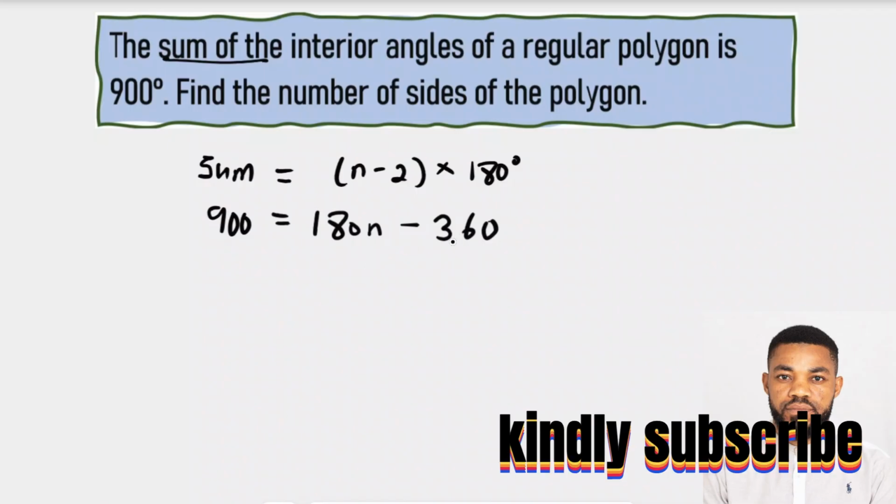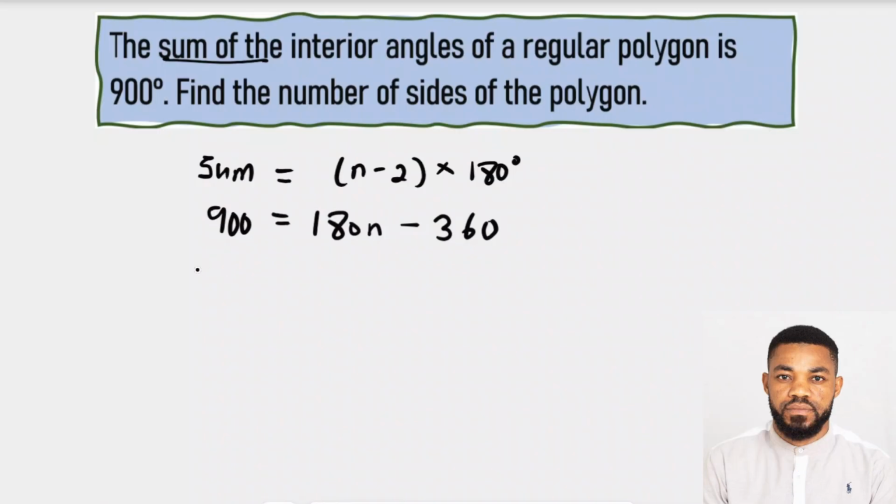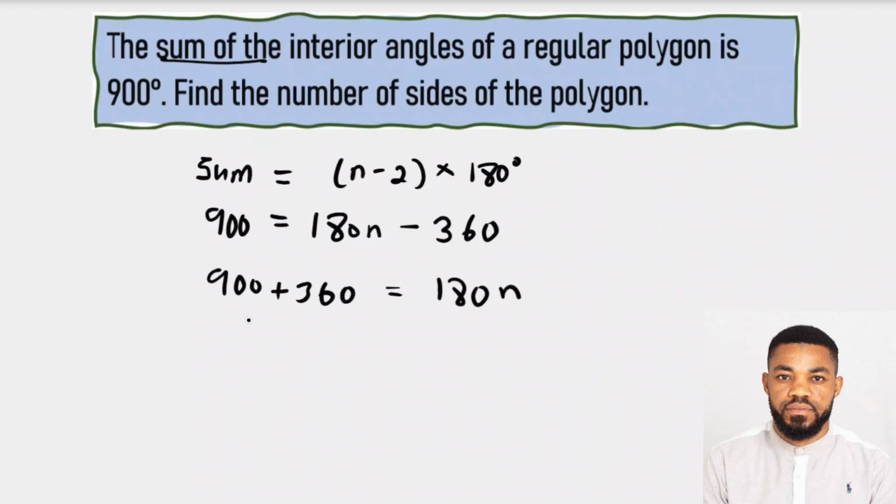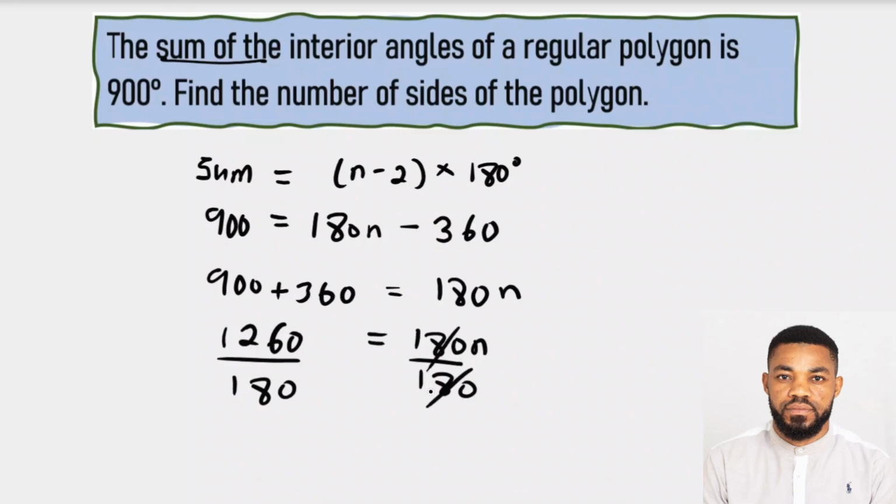We can simply take negative 360 to this side so that we can find the value of n. So that's going to be 900 plus 360 equal to 180n. When you add, that will give us 1260, and that is equal to 180n. So what do we do? We have to divide both sides by 180. So here too by 180. So we just do cancellations.